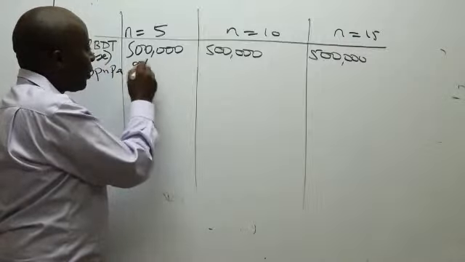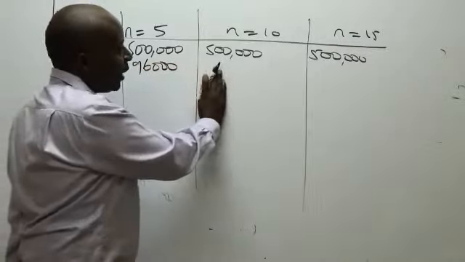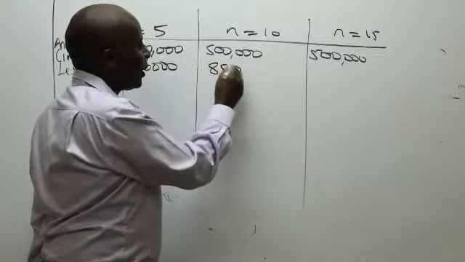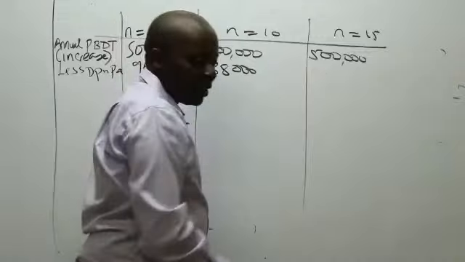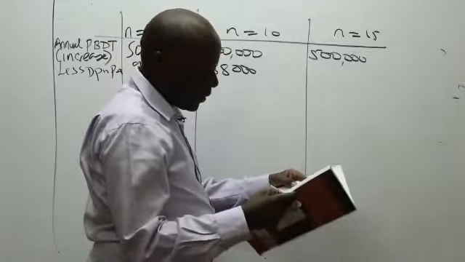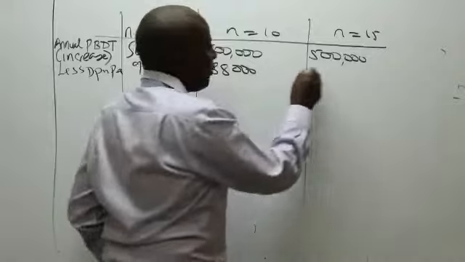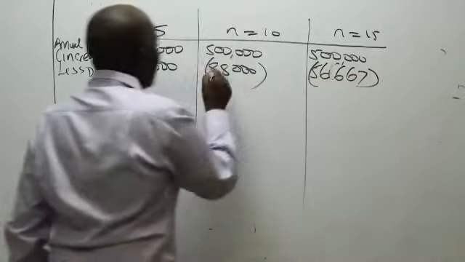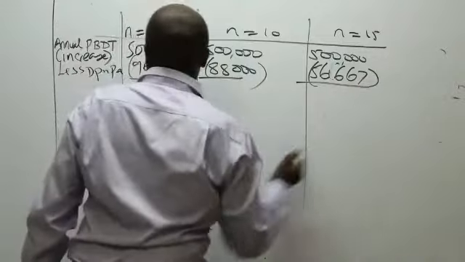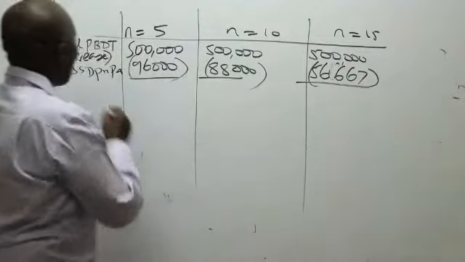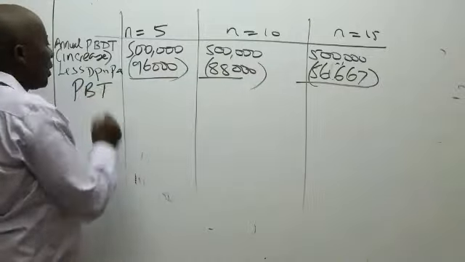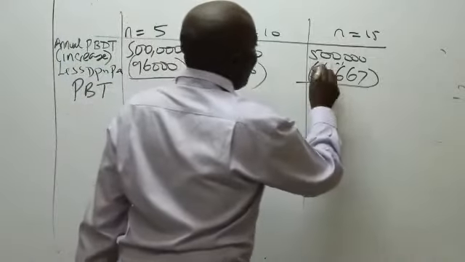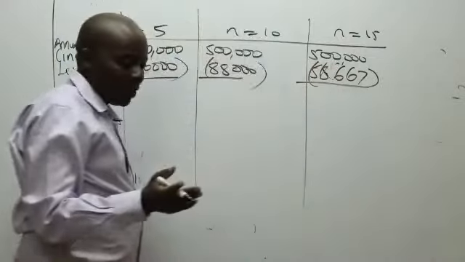The first one is coming to 96,000. The second one, when n is 10, 88,000. Thank you very much. The third one, is there somebody who can remind Mwalimu the third one? 58,667. So you subtract this, ladies and gentlemen, quite fast, for you to be able to give us the profit before tax.